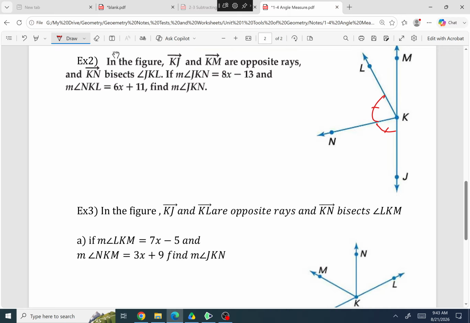JKN is 8x minus 13, and NKL is 6x plus 11, right? Wow, that is terrible handwriting. 6x plus 11. Yeah?